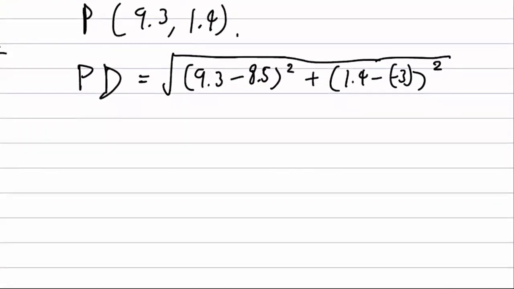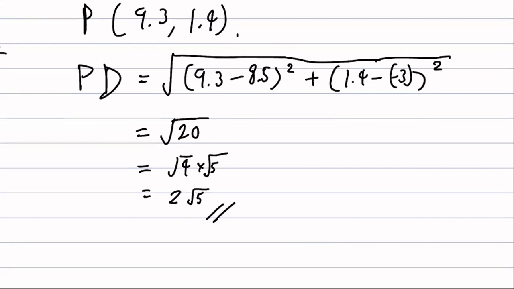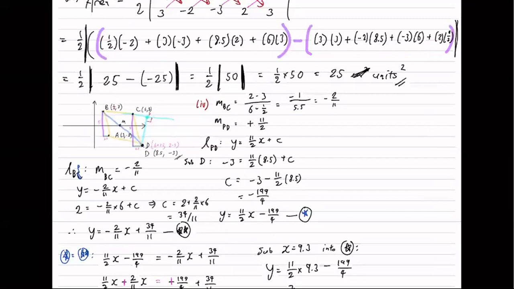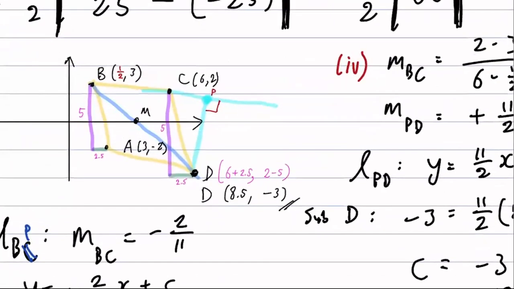Square root bracket 9.3 minus 8.5. Okay, maybe we don't square root yet. 8.5 bracket square plus 1.4 minus 3 bracket square. And you get square root of 20, which is square root 4 times 5, then you get 2 root 5. If only there was a faster way. There is. Yes, there is.